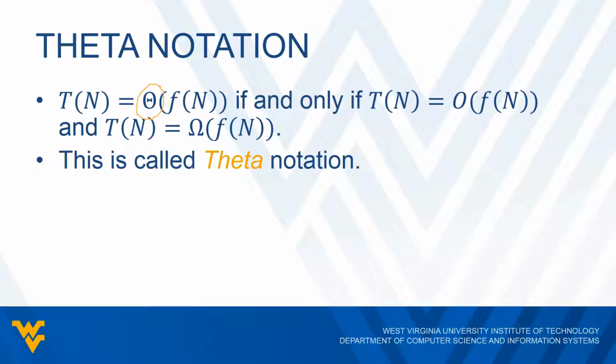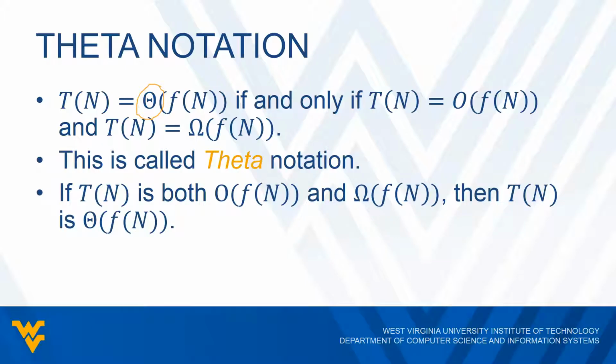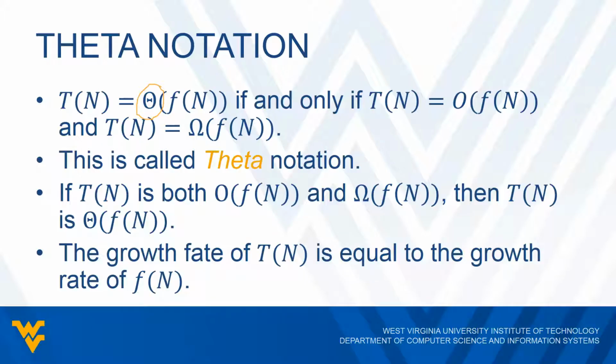What we're basically saying here is if T of n is both O of f of n and omega of f of n, then we're saying it's bounded above and bounded below by some constant multiples of f of n, so T of n is theta of f of n. Now you might be asking, how is it possible to be both O of f of n and omega of f of n at the same time? Well, this happens when the growth rate of T of n is equal to the growth rate of f of n.